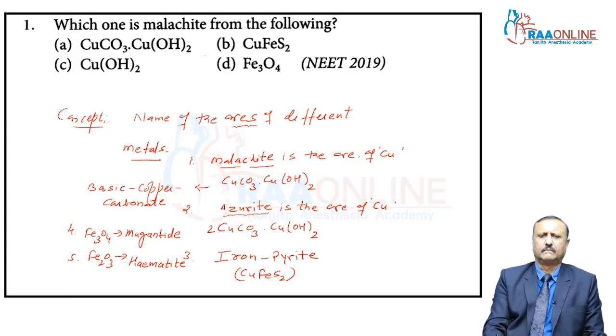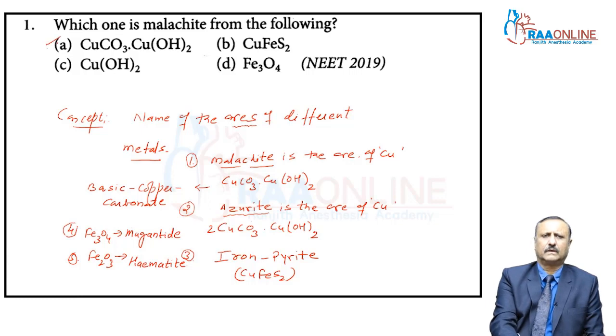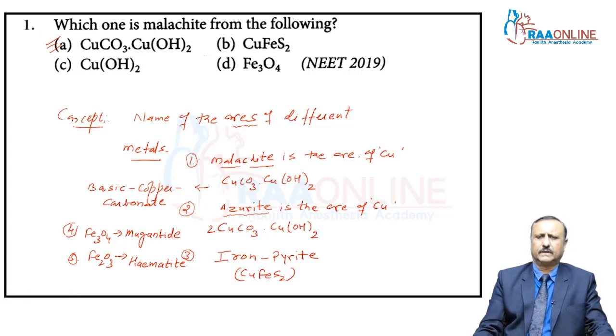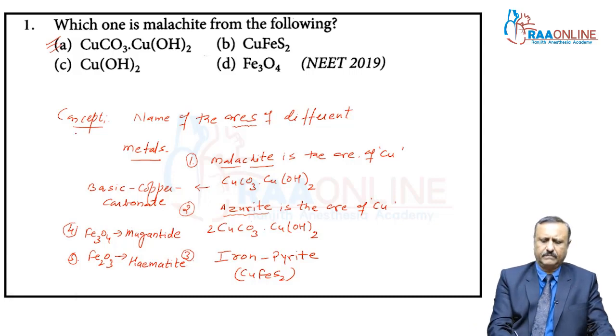So you can see here all the names of the ores: number 1, number 2, number 3, number 4, and my dear students, number 5. So here you can see the names of the ores of different metals. Now in NEET 2019, they asked what is the chemical formula of malachite. So for question number 1, the answer is A. And you can learn this name of the ore and molecular formula of the ore, my dear students. So I have given you this concept with theory.